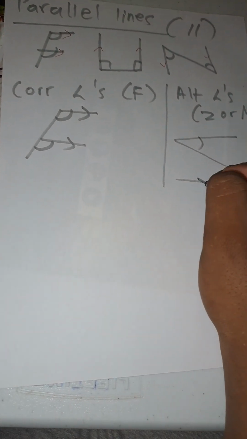And then I have, secondly, alternate angles, alt angles, which are represented as Z or N, because you see it can be Z or N. So let me just put this one, because I know this one is parallel to, it is equal to that one, given that this line is parallel to that line. So this one is equal to that one.